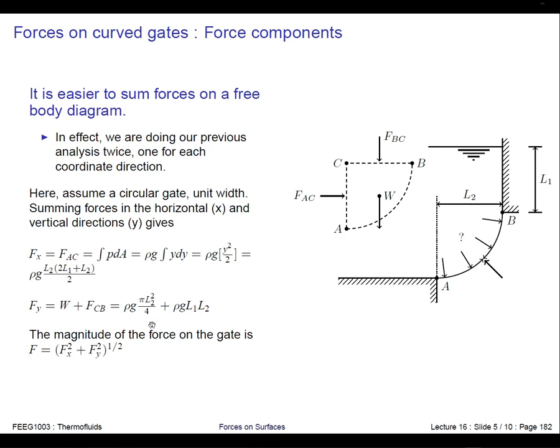So this is the weight of the fluid, and then the pressure force is the pressure times the area, and the pressure is constant all the way along this area. It's just rho g L1, and the area per unit width is L2. So the area would be W L2, and it's unit width, so it's just L2. So this is the pressure force FCB. Okay, so we can work out our x and our y components, and this gives us the total magnitude of the force acting on this curved plate.